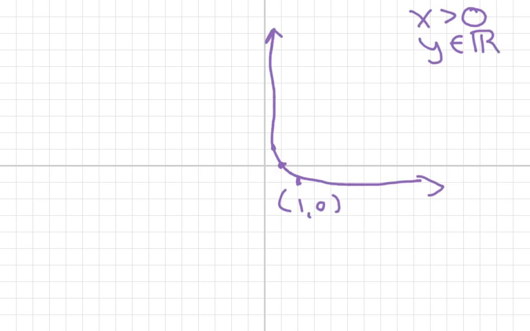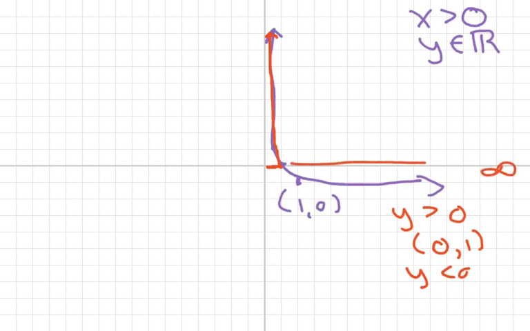Where is it increasing? We want to know where y is increasing. Y is increasing here, from 0, looking at the x right here. It's increasing from 0 to 1. It's decreasing from 1 to infinity, because you're looking at your x values.